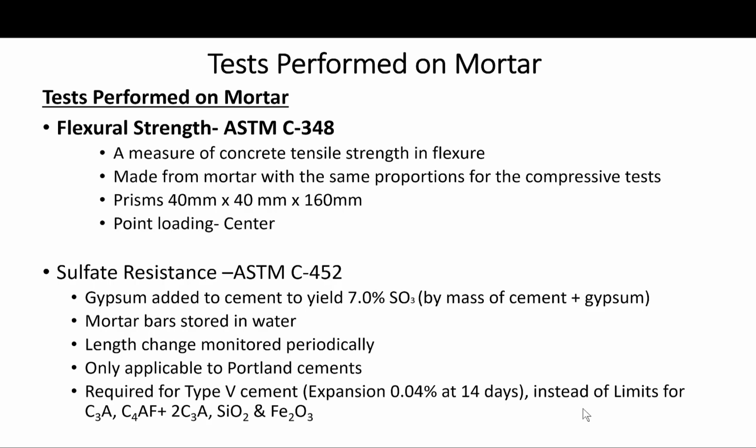This is only applicable to Portland cement, and as I said, the requirement for type 5 is an expansion of 0.04% at 14 days. This is instead of the chemical limits, if you refer back to the physical requirements. If this test is not performed, then there are limits imposed on these contents as per ASTM C150.